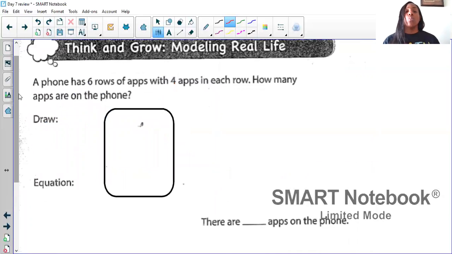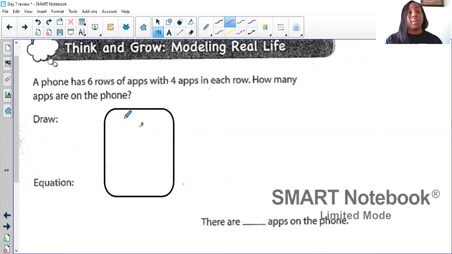Think and Grow, modeling real life. So I like these questions because they model real world problems. And what they also do is give us word problems to figure out the answers. So it says a phone has 6 rows of apps with 4 apps in each row. How many apps are on the phone?